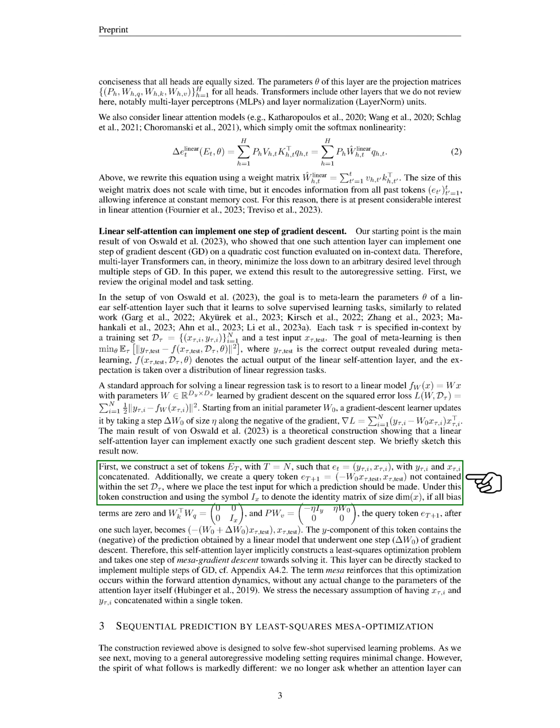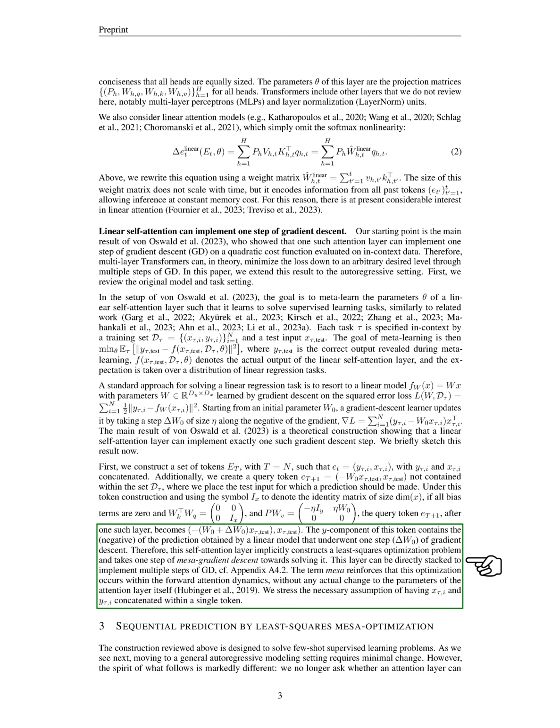To illustrate this, we construct a set of tokens, including a query token not contained within the training set, where we place the test input for which a prediction should be made. Under this token construction, if certain conditions are met, the query token, after one such layer, contains the prediction obtained by a linear model that underwent one step of gradient descent.